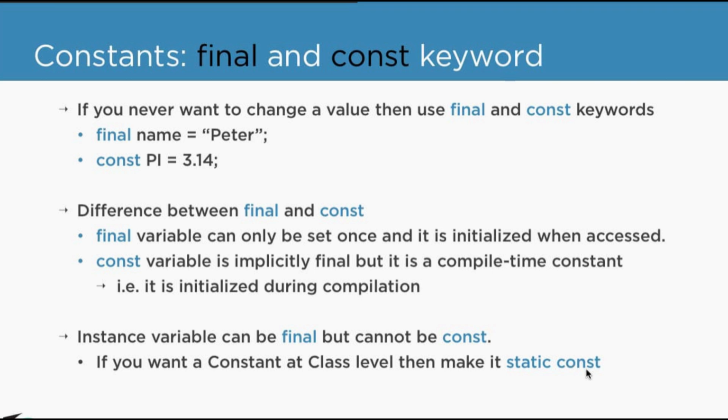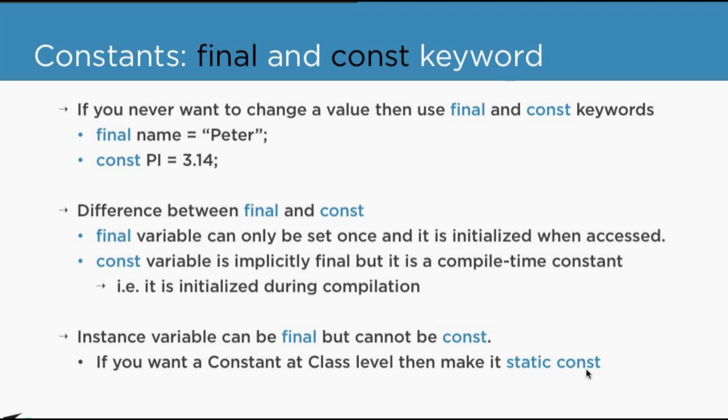So the variable name will always contain the value of Peter. Another example is constant pi equal to 3.14. So in this case, you can never change the value of variable pi of 3.14 to some other value. It will always be 3.14.